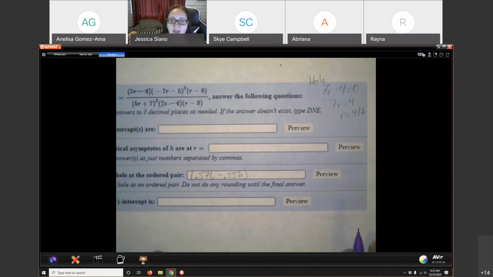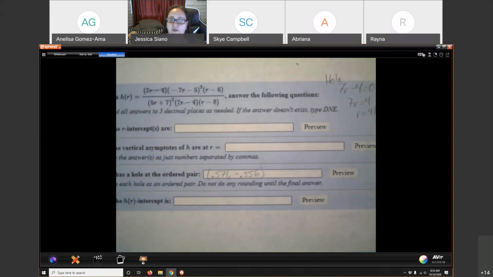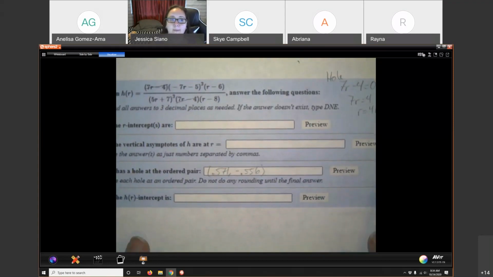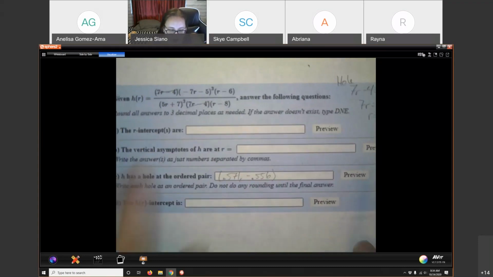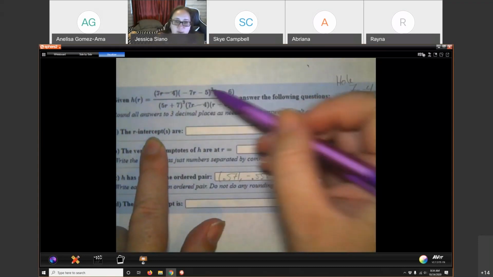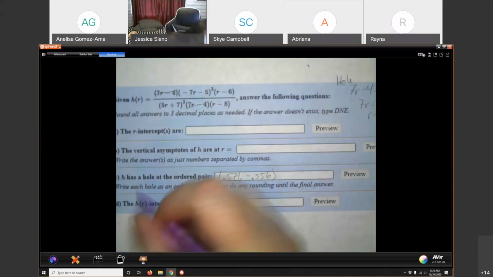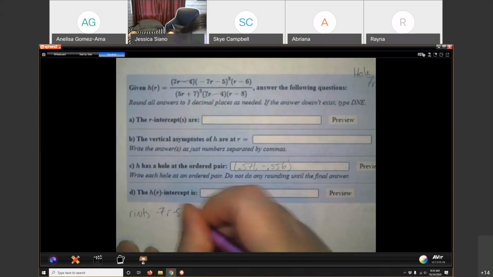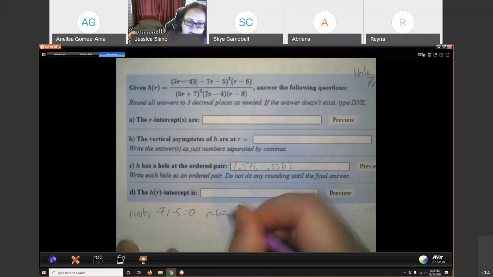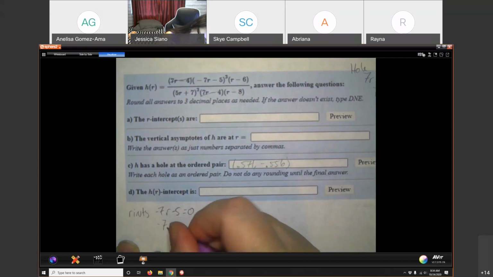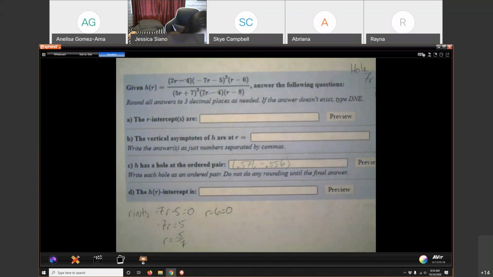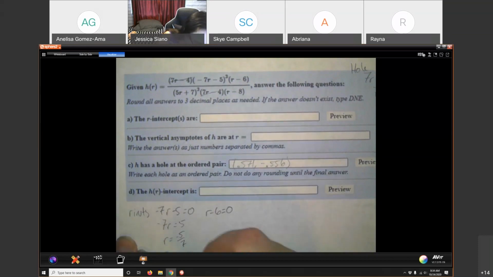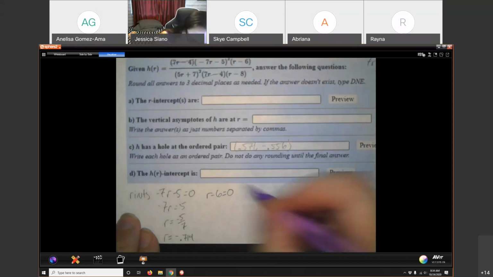Okay. So, and that should always be first. So you should always reduce first. Now, my r-intercepts are going to be where my numerator equals 0. So for my r-intercepts, I'm going to say, where does -7r minus 5 equal 0? And where does r minus 6 equal 0? So that's going to be -7r equals 5 and r equals -5/7. But again, they want decimals. So that's -0.714. And r equals 6.